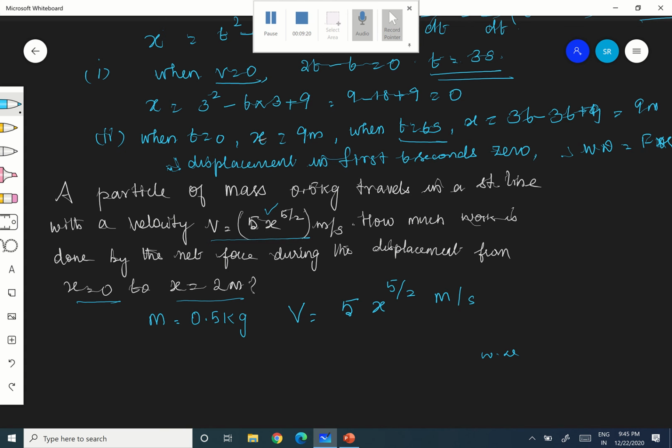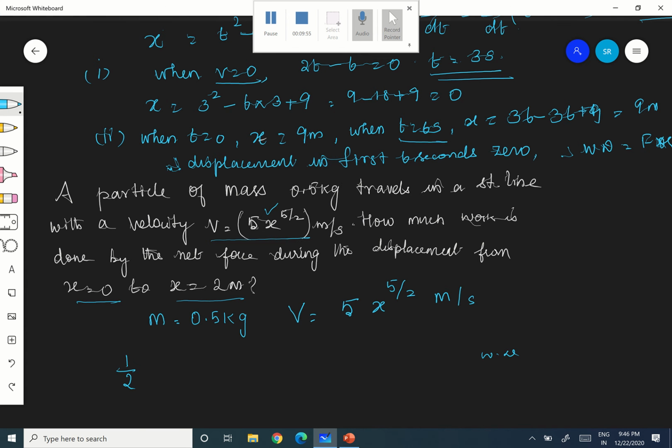Therefore, when x equal to 0, what is the velocity? When x equal to 2 meter, what is the velocity you find out? Therefore, you have two velocities here. The velocity is changing, so definitely the kinetic energy will also change. When the kinetic energy is changing, what will be the work done? Work energy theorem applies. Change in kinetic energy is nothing but the work done. From this, you have to find out the change in the kinetic energy.